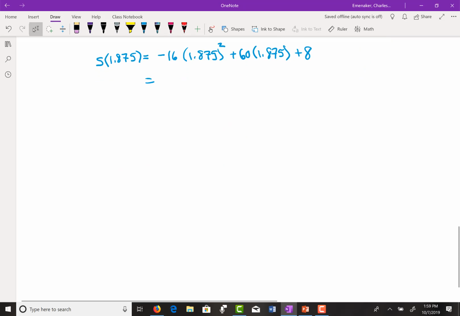Is that a 5 up there? That's the S. So that means the height at 1.875 seconds. Let's see what that works out to be. I'm going to press clear, get everything else off of there. I'm going to do negative 16 times 1.875 squared plus 60 times 1.875 plus 8.